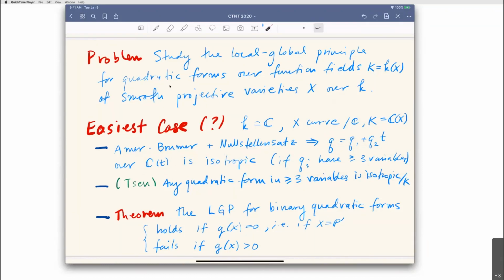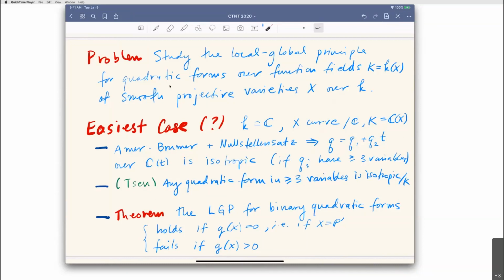So combining these two things shows that any pencil like this over C(t) is isotropic if it has at least 3 variables. But in fact, more generally, as a result of Tsen's theorem, any quadratic form in at least 3 variables over a function field of a curve over the complex numbers is already isotropic. Okay, so that's one thing to know about quadratic forms over such fields. In 3 or more variables, they always have a zero. But what about in 2 variables?